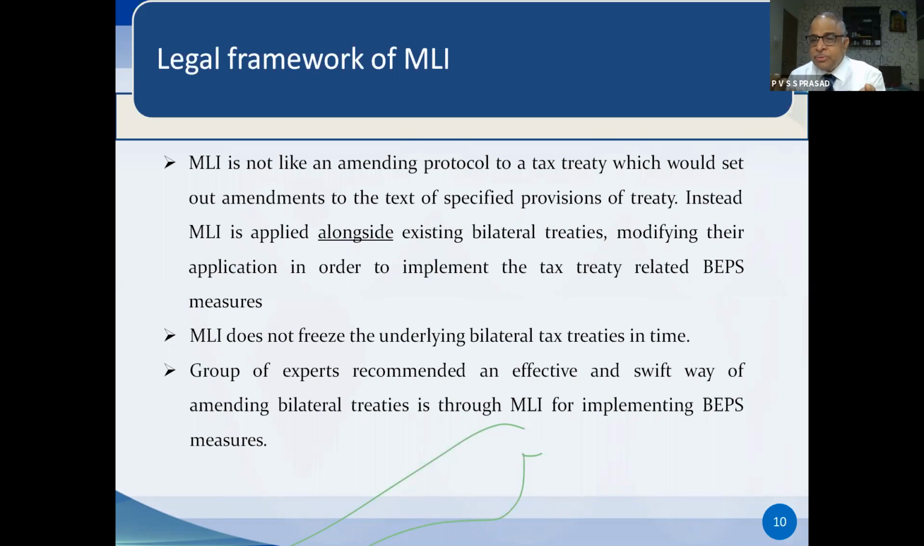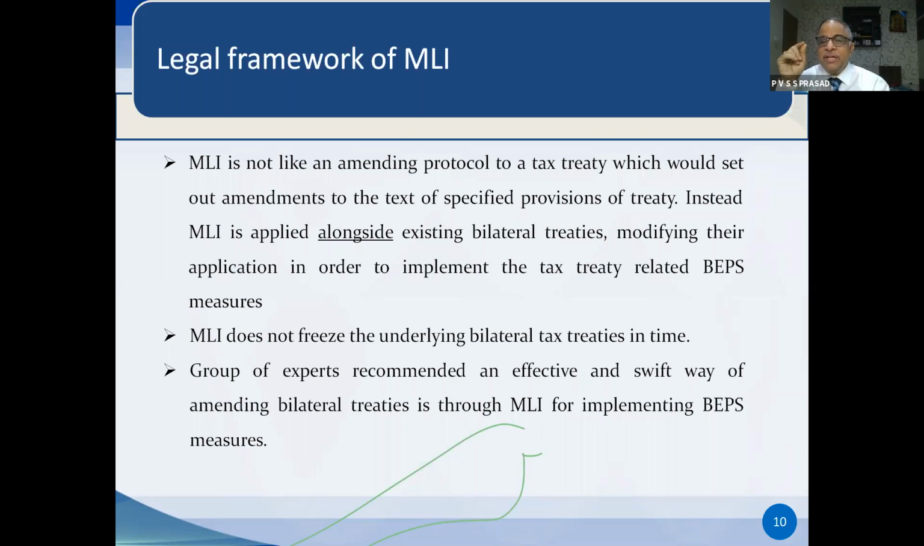Then you try to figure out what positions these two treaty partners have taken with respect to various articles of MLI. And you can go into the OECD website. Matching database is the link, which I have given in the later slides. If you go through that link, you will go to the website where all the positions are stored in the database, and you would know what positions each country has taken.